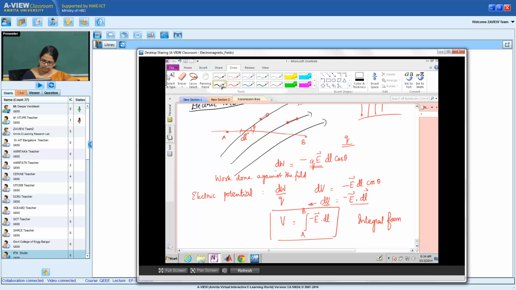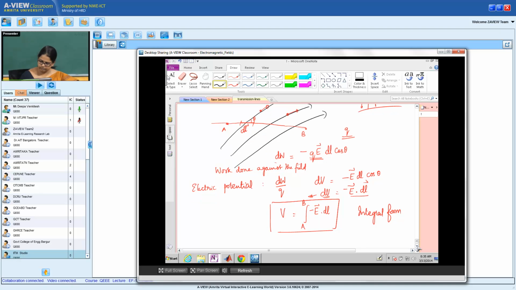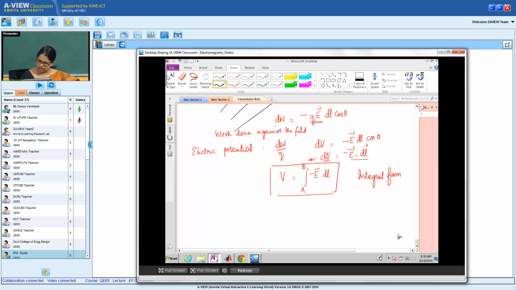You will also get to write down the scalar form, the point form. The point form actually you can write from here itself. dV is minus E dot dl. Remember our definition of the directional derivative of the gradient.